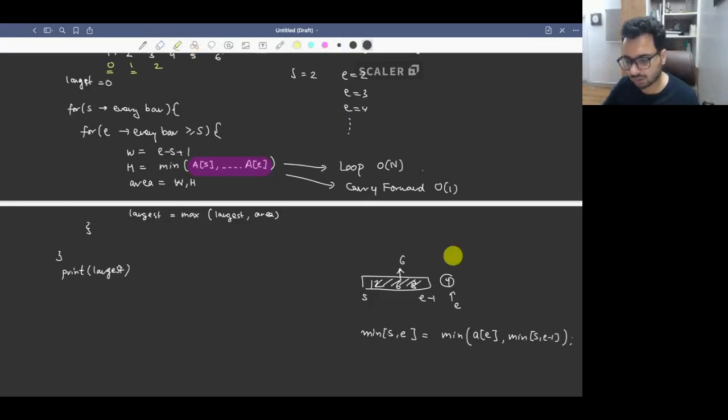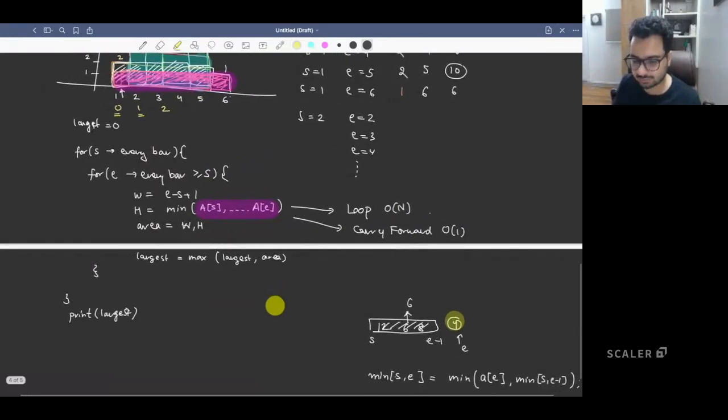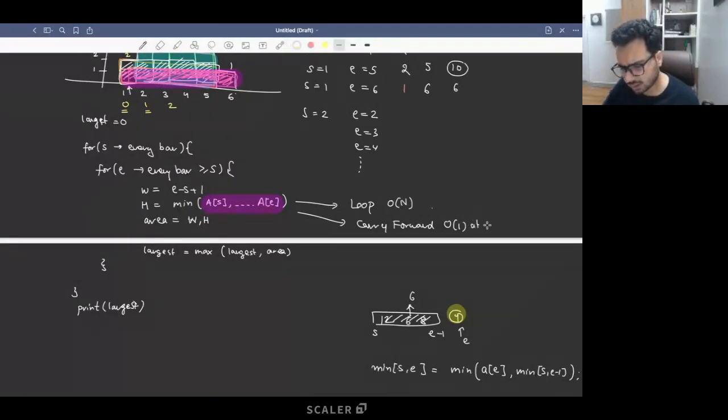So what's going to happen? The 4 will be the new minimum. But if the element would have been 14, you would have said 6 is the minimum, right? Tell me, does this make sense? The minimum can be computed using carry forward, order 1 at each position. Tell me, does this make sense to you? Or should I dry run?